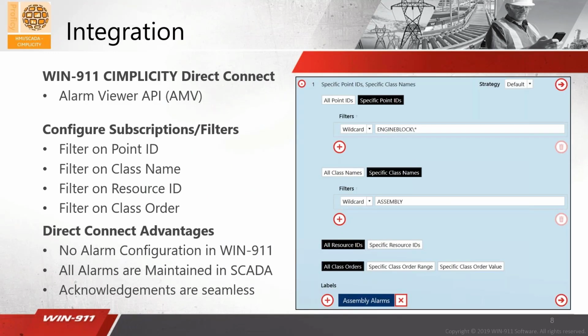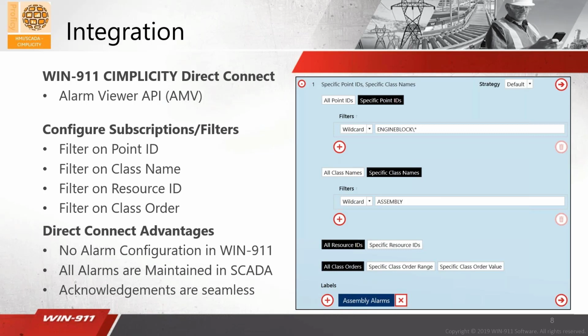So a little bit more about the integration and the direct connect into that Alarm Viewer API for Simplicity. You can filter on the alarm point ID, the class name, resource ID, or the class order. And again, you can see here in the screenshot, you use wildcards, and you can use a specific keyword, and then the wildcard to catch anything that matches that keyword, anything after it.